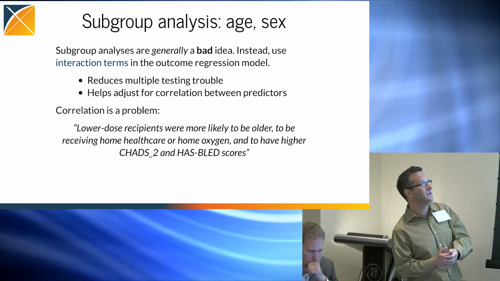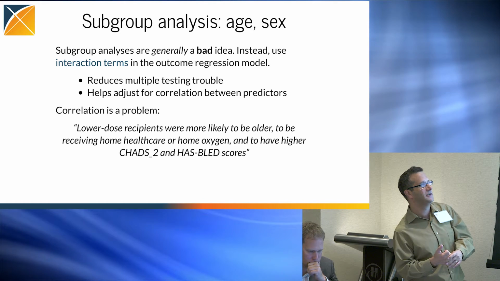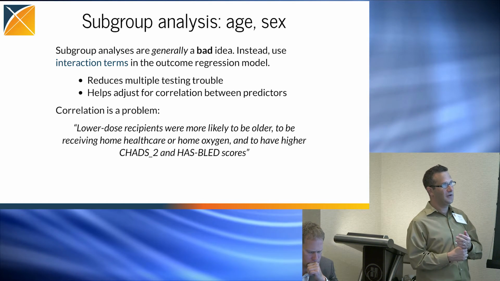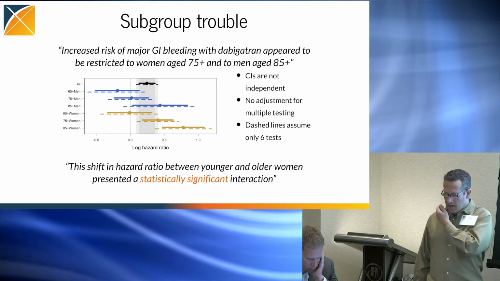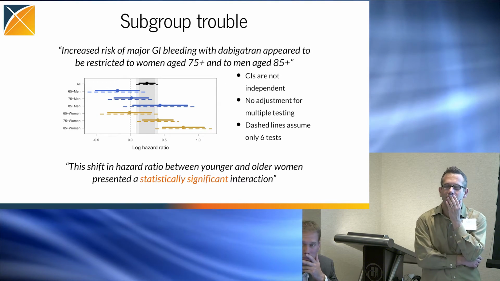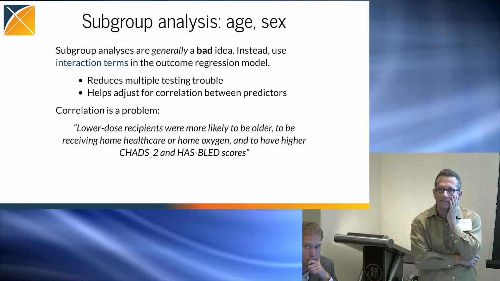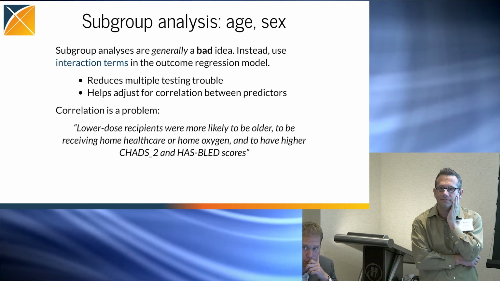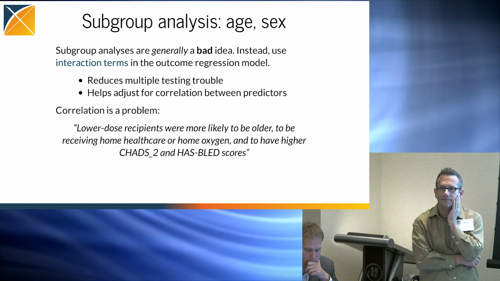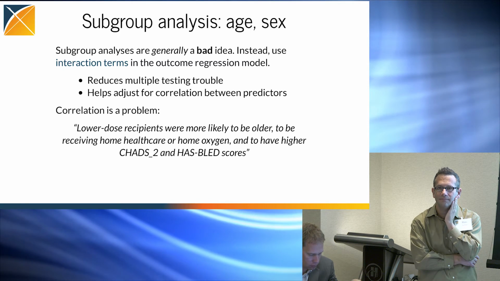Say lower dose recipients were more likely to be older, to be receiving home health care or oxygen, and have higher CHADS2. So instead of stratifying, we might want to adjust. I have a quick question regarding, if you go back to the previous slide. Sure. So, do we really have to adjust for these, or look for the interactions, because we have already done a propensity score matching, by which sort of inherently adjust for these factors?